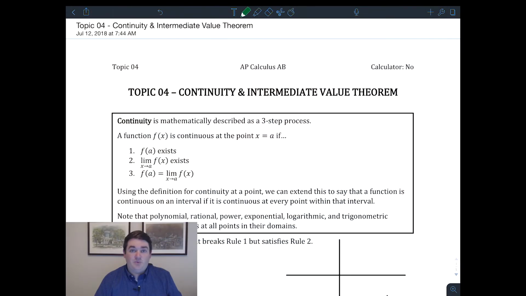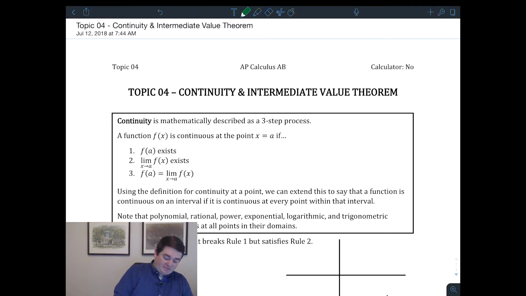Today, in topic 4, we're going to use the idea of a limit to define continuity. Now, we already have a basic idea of what continuity is. We know a graph is continuous if you can draw it without picking up your pencil. But using calculus, we can define it in a new way.